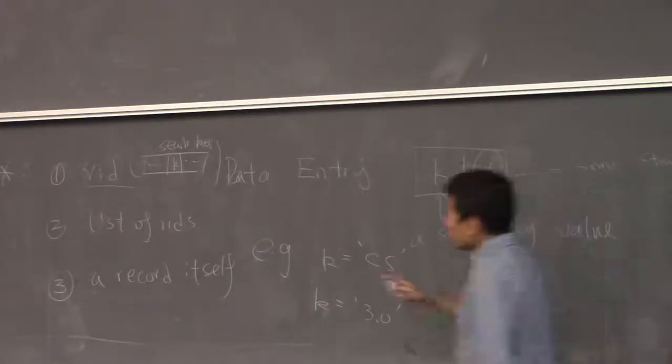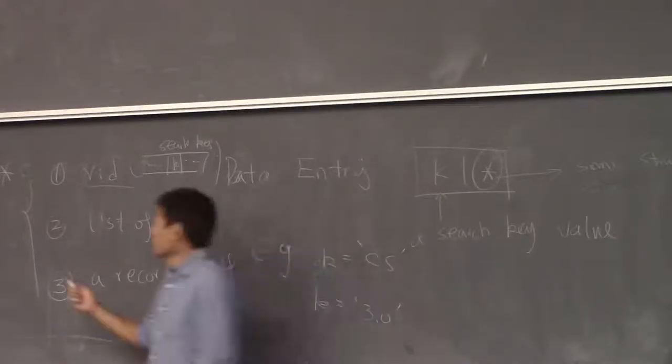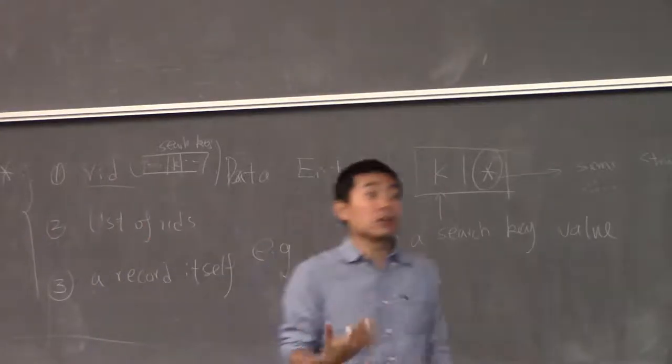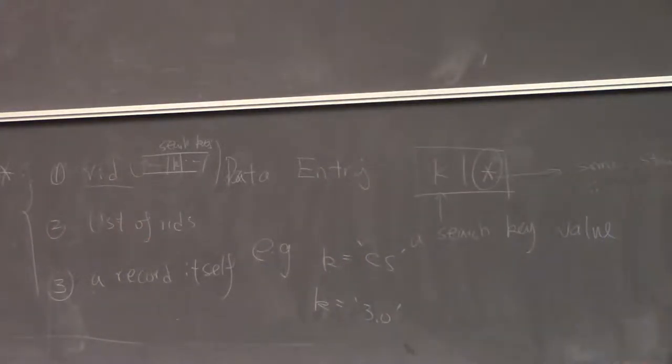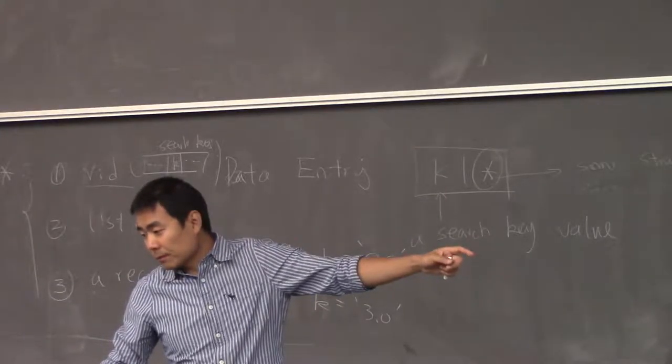But always keep in mind, in all three options, it must be a record with search key value k in order for this data entry to be together with this search key value k in the same data entry. You follow me? Okay, that being said, essentially that's what I have here of k, data entry.